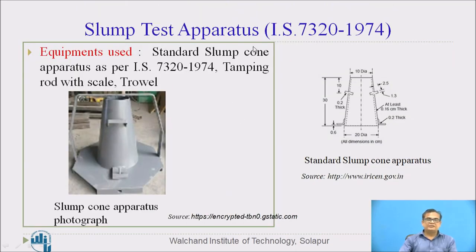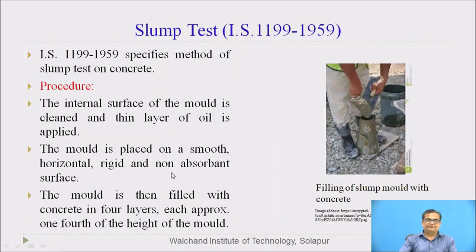Slump test apparatus is devised by IS 7320/1974, which shall be used for performing these tests. Here you can see the photograph, and here the dimensions of the mold. So standard dimensions are given. This particular mold only shall be used for this test, along with tamping rod with scale and trowels.